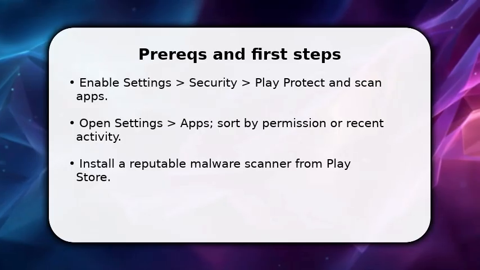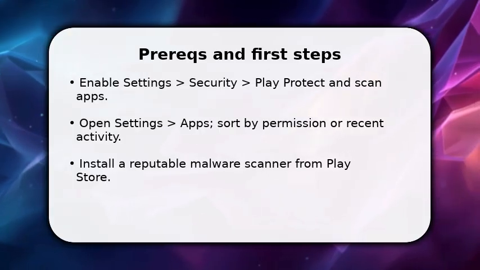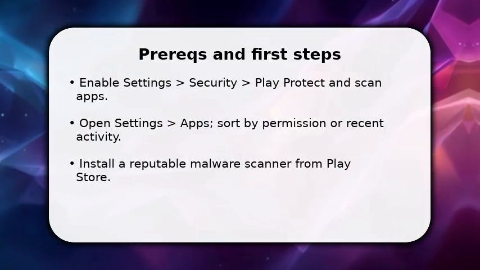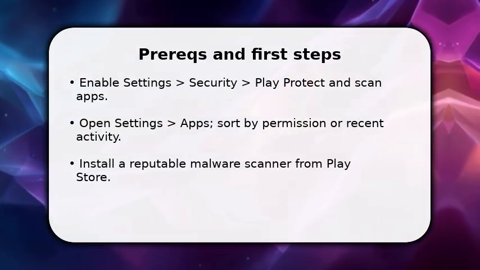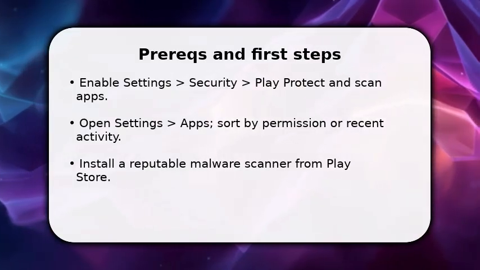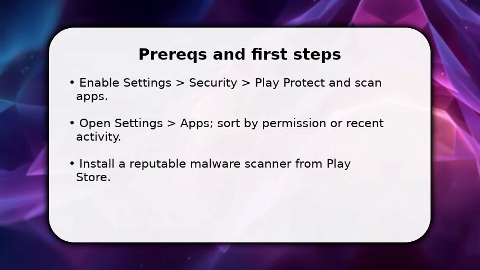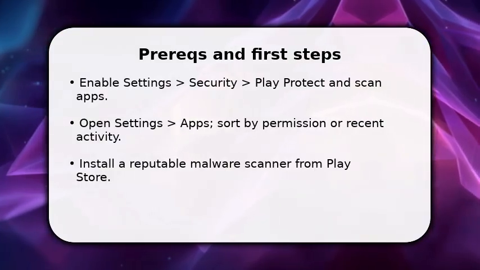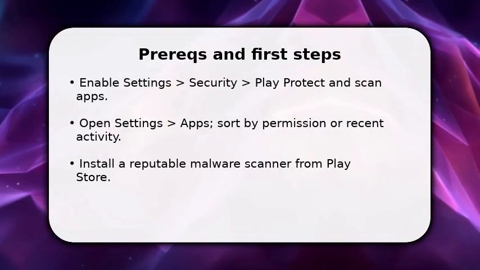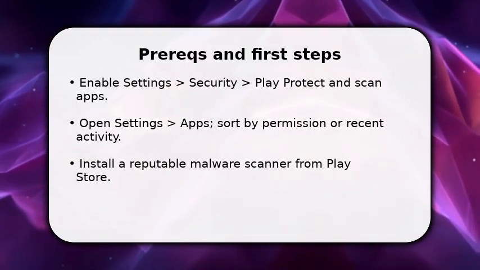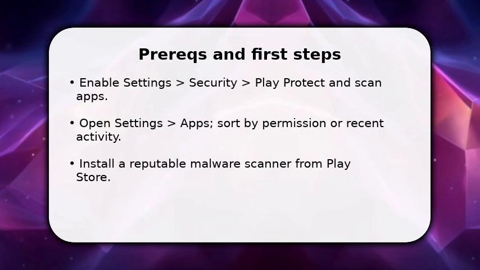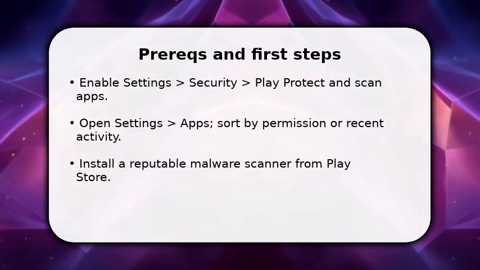You start by confirming prerequisites. Make sure Play Protect is enabled and you have a malware scanner installed. Now open Settings, go to Apps, and sort by last used or permissions to spot culprits. This focuses your hunt. Once done, force stop any suspicious app to prevent more ads, then clear its cache and data. Make sure to note apps without obvious names or recent installs. They often hide as system-sounding packages. This first sweep narrows targets, so you can act effectively next.